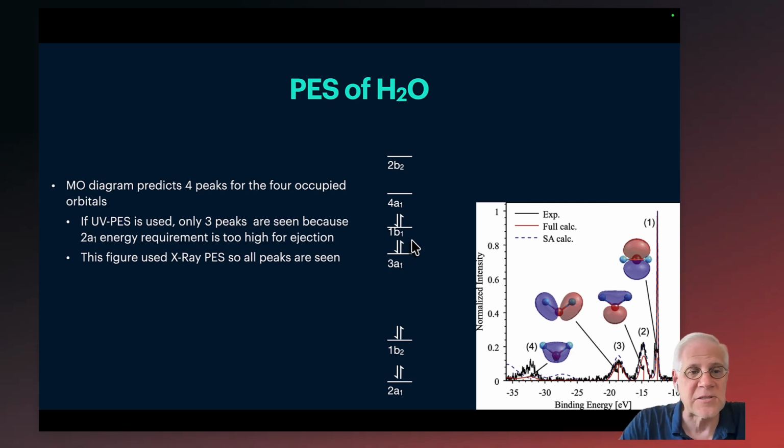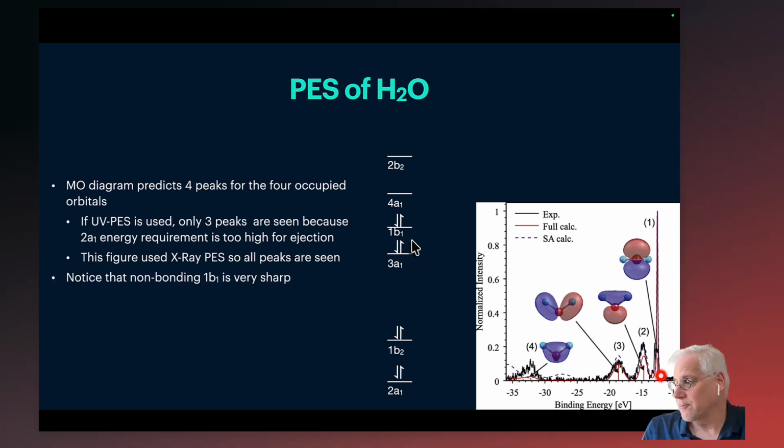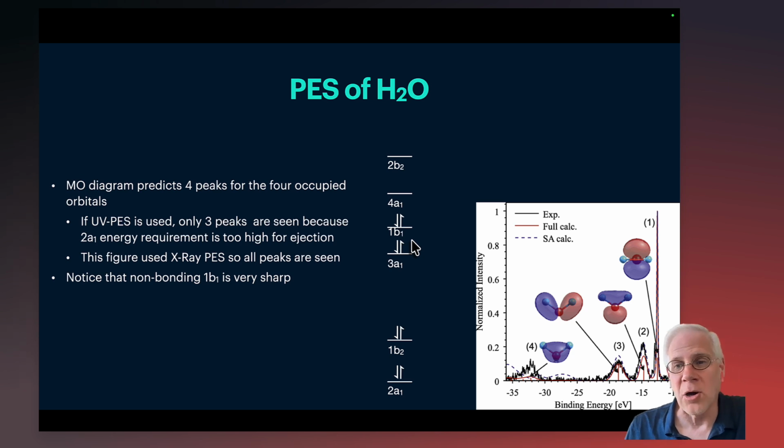So if we look at this photoelectron spectrum of water here, we have a few different peaks. We have experimental, we have calculation, full calculation. I'm not sure what SA calculation is here. But we have a very sharp peak right here, and that corresponds to the lone pair on the 1B1. And then as we go down to the 3A1, we have this here. Now the 3A1 is frequently called the second lone pair on water.